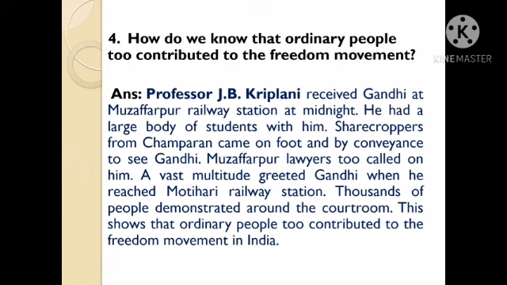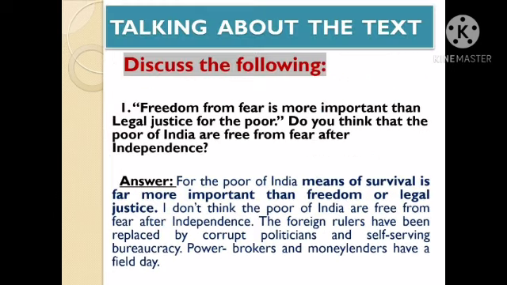A vast multitude, which means a large mass of people, greeted Gandhi when he reached Motihari railway station. Thousands of people demonstrated around the courtroom. This shows that ordinary people too contributed to the freedom movement in India. So, a large body of students, sharecroppers, lawyers, and a vast multitude all were in support of Gandhiji, and they all contributed something or the other in the freedom movement.